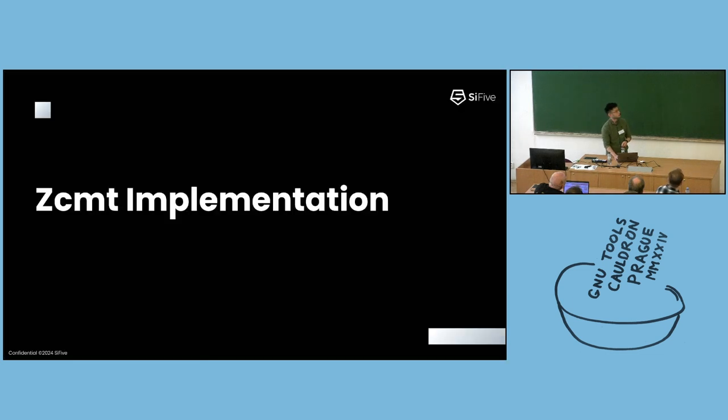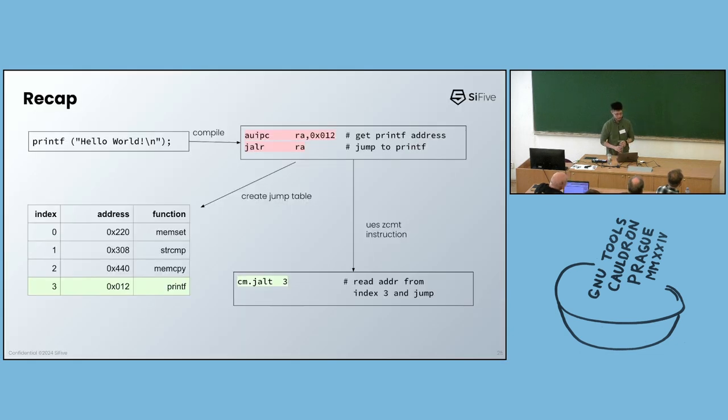Okay, now we have the background, so we can move forward to the implementation. Let's have a quick recap here. We have a simple program that calls printf, and the compiler generates two instructions, and we can create a table that stores the function addresses and use a special instruction here to jump to the address stored in the table. That's the general idea of Zcmt.